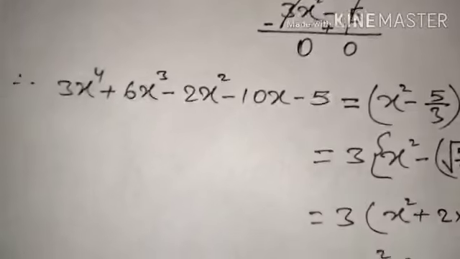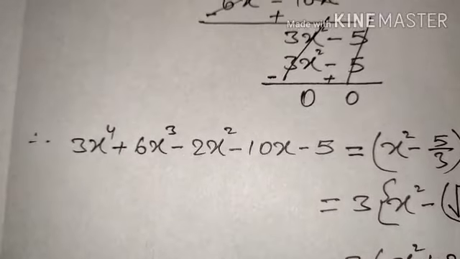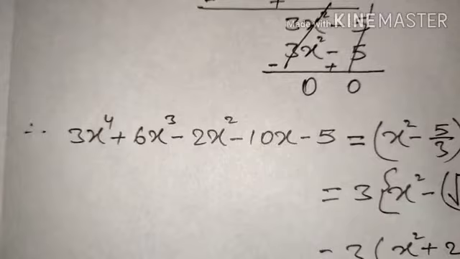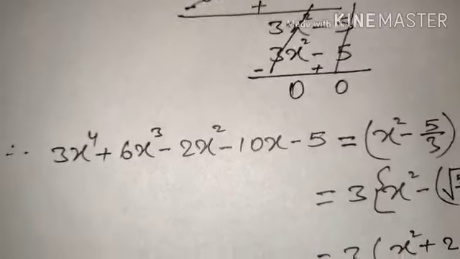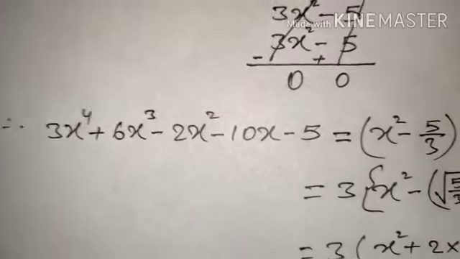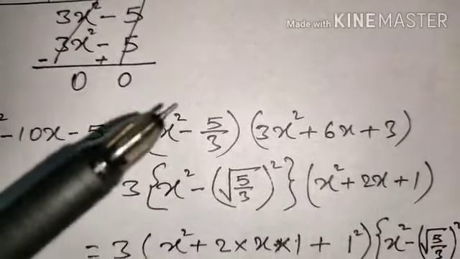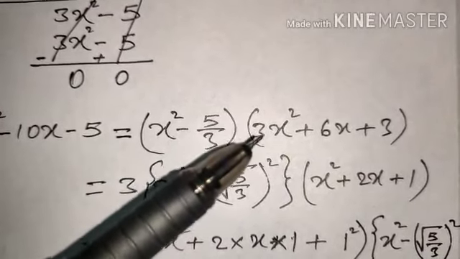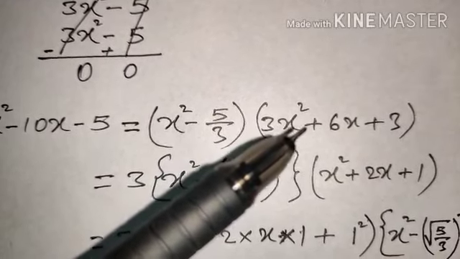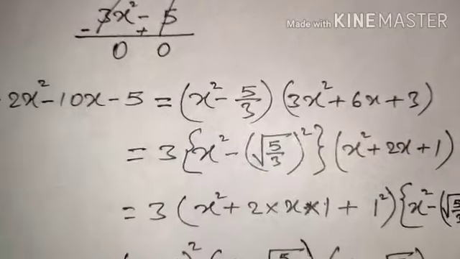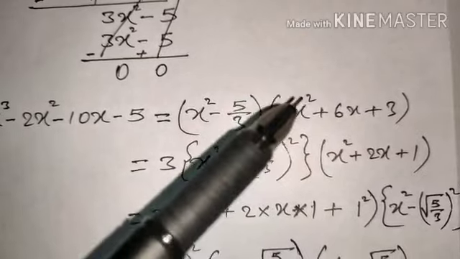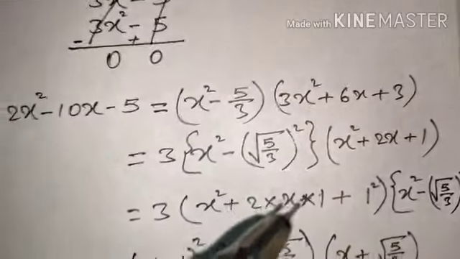since it is a factor, obviously the remainder should be 0, and that is 0. You can see 3x to the 4 plus 6x cube minus 2x square minus 10x minus 5 can be written in the form of x square minus 5 by 3 under bracket multiplied by under bracket 3x square plus 6x plus 3. Now we just have to factorize this, and we get our other zeros also.